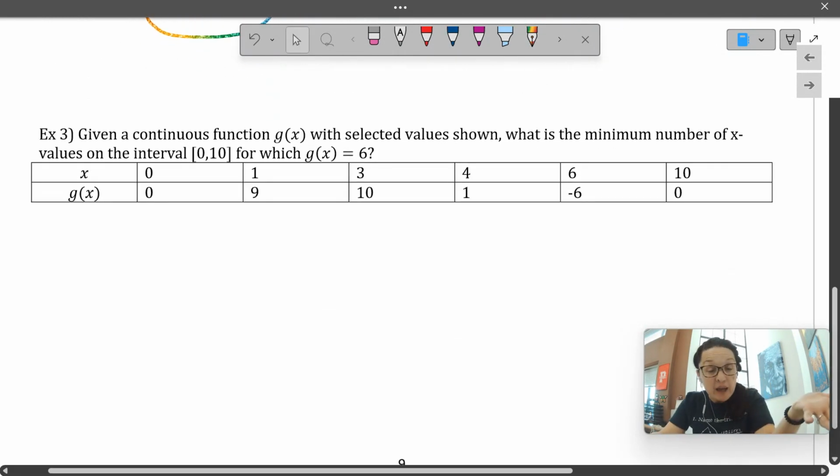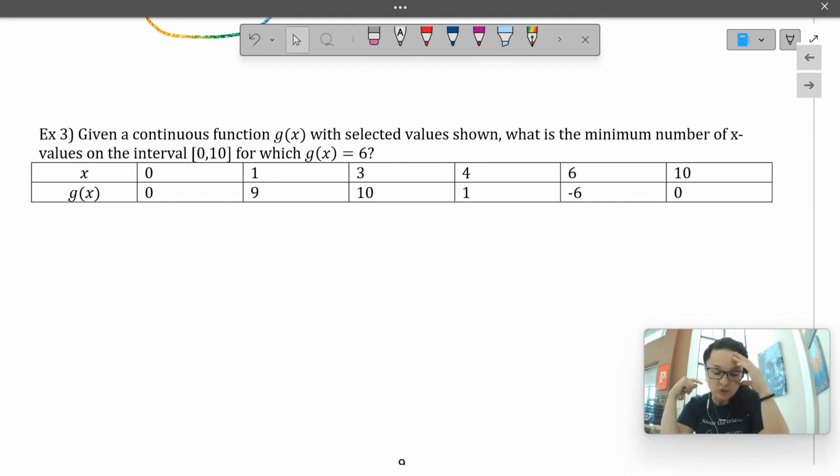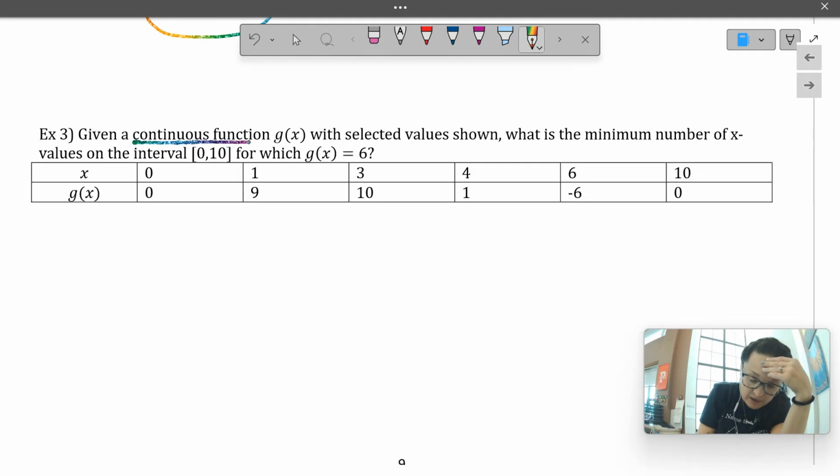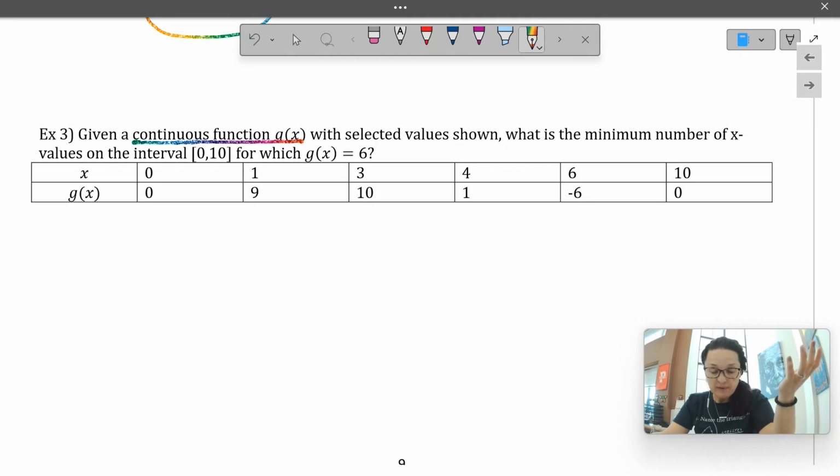Now let's look at a table. So we've done some algebra. We've done some graphing. Now let's look at this numerically. Given a continuous function, and again, they have to tell us that it's continuous, with selected values shown below, what is the minimum number of x values on the interval from 0 to 10 for which g of x has to equal 6? Okay, well, g of x equals 6 means that y has to be 6 how many times?